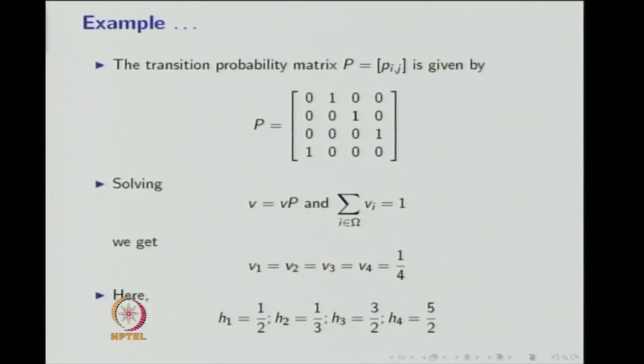So, you know the transition probability matrix as well as the sojourn time distributions. Using the transition probability matrix, by solving you can get the steady state probability vector of the embedded Markov chain.